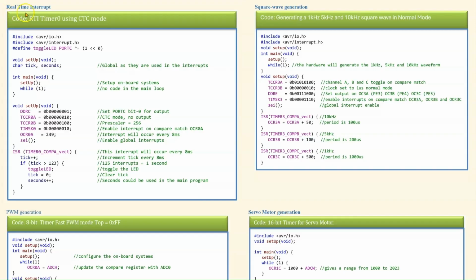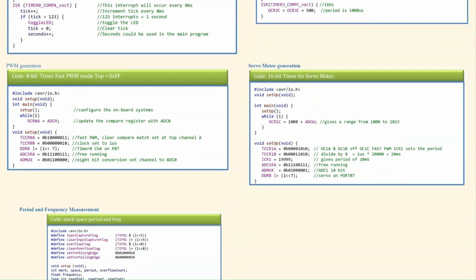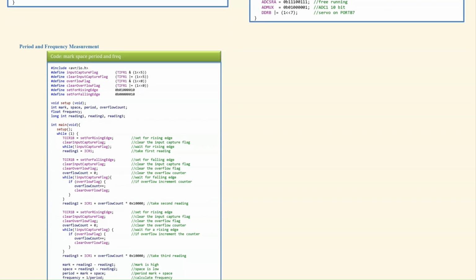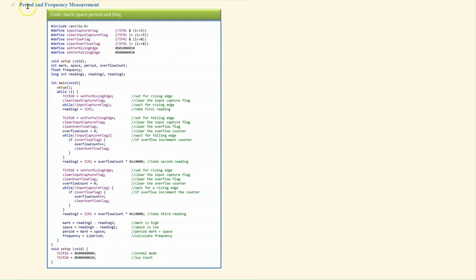Giving example code for real-time interrupts, square wave generation, PWM generation, servo motor generation, and finally frequency and period measurement.